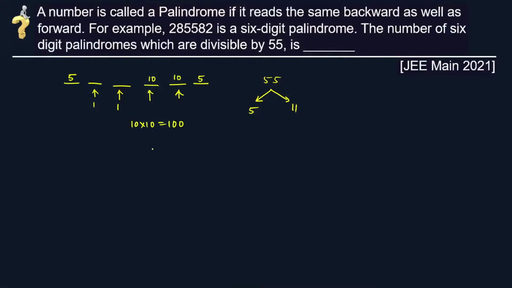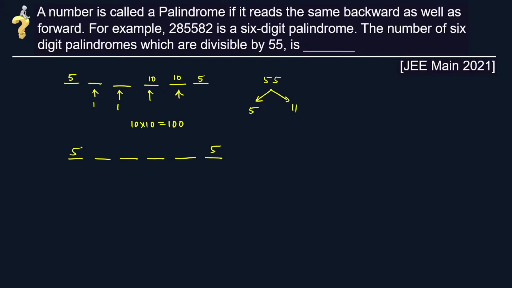And what is the rule for finding divisibility by 11? When the sum of the odd places minus the sum of the even places becomes a multiple of 11. That's the divisibility rule for 11. When the sum of the odd places of the number minus the sum of the even places of the number, if this difference is divisible by 11, then the whole number is divisible by 11. Is it clear? Okay.